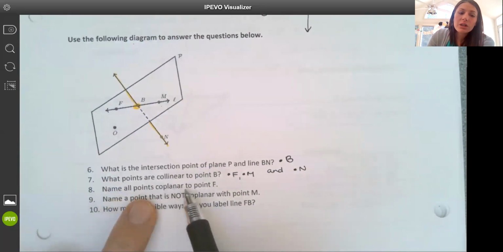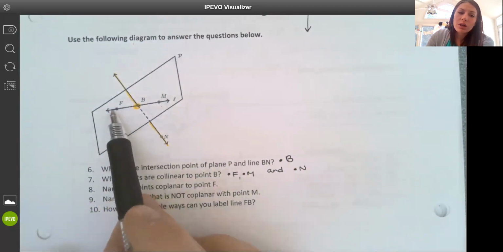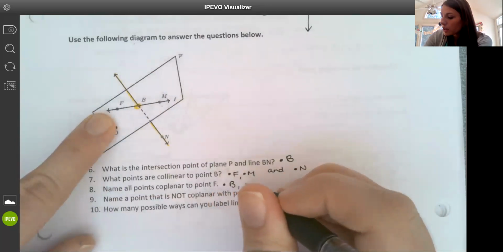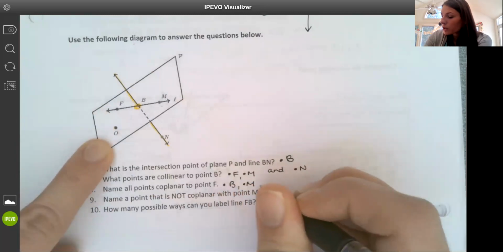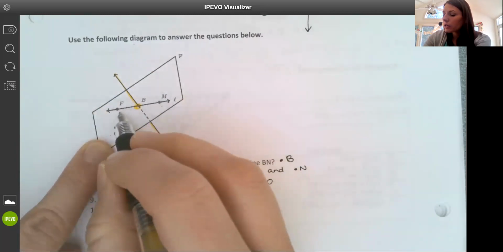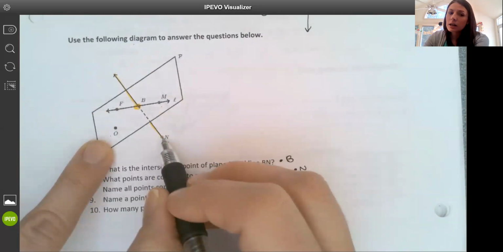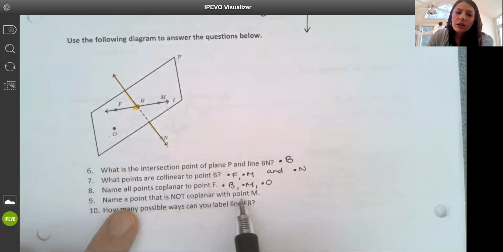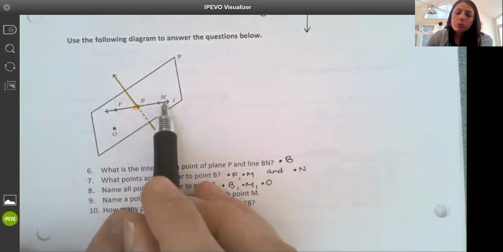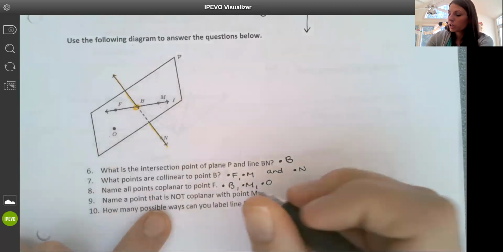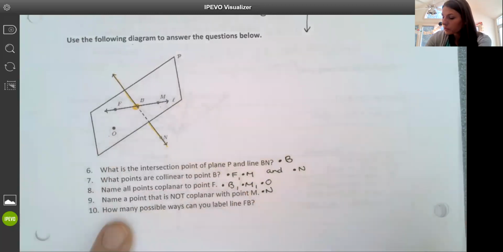Name all points that are coplanar, so on the same plane as point F. So on the same plane as point F would be point B, point M, and then over here, point O. They are all on the same plane as point F. Point N is not on that plane. Name a point that is not coplanar with point M. Well, the only point that's not on this plane is N. So the not coplanar point would be point N.